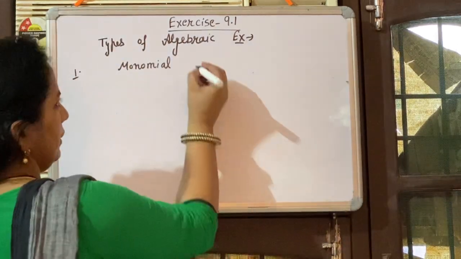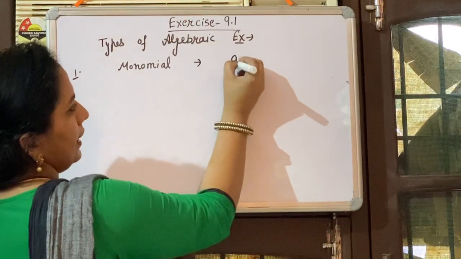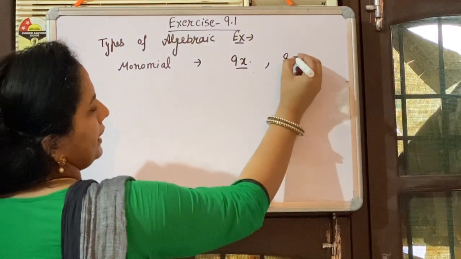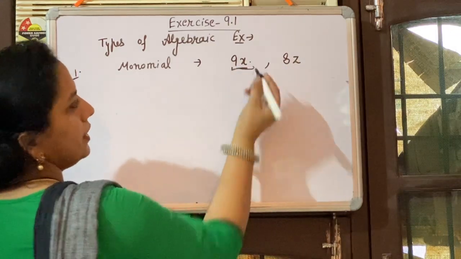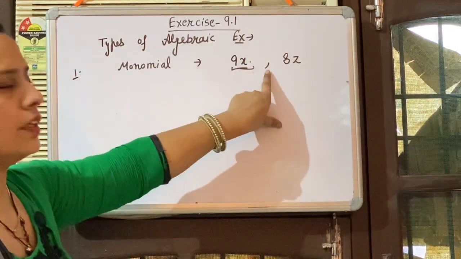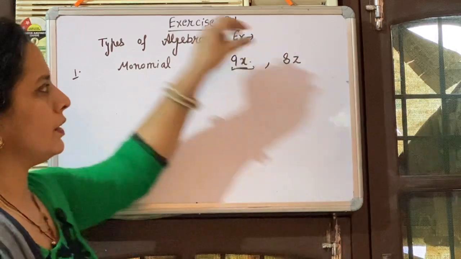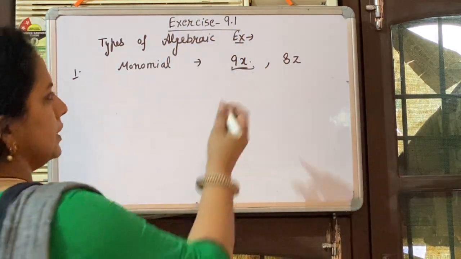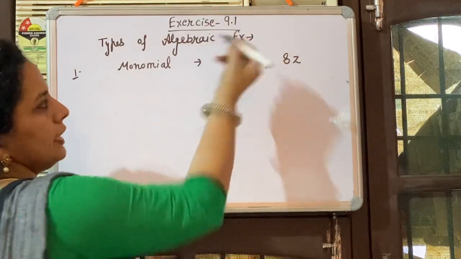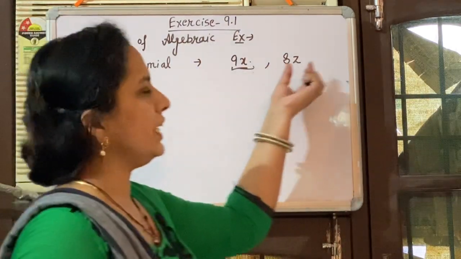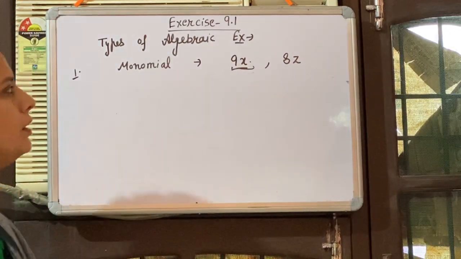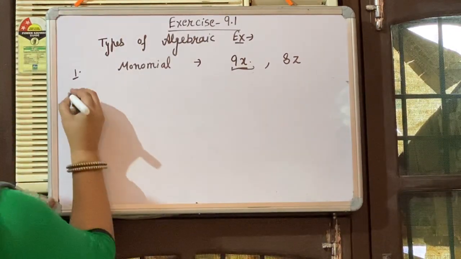For example, 9x. This is a single term. So this is just a single term in counting. So this is called a monomial algebraic expression. 8z, this is again also a single term. So this is called a monomial algebraic expression.